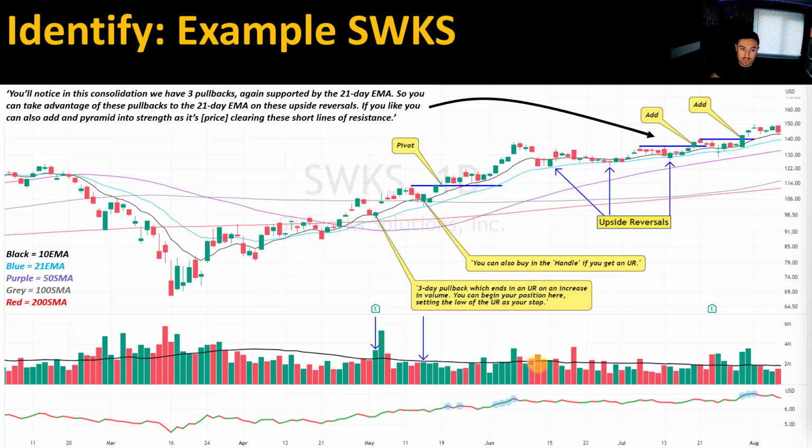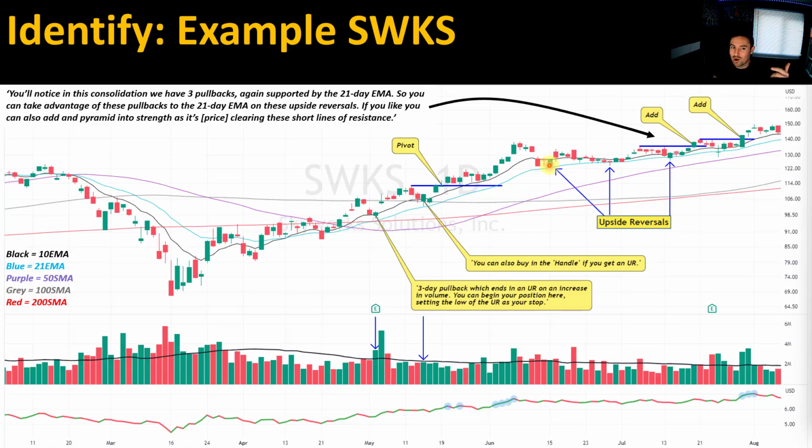This one here is Skyworks. So similar time period, it builds this cup and handle, kind of then a high handle, but then the stock starts basing out here and you get multiple upside reversals. So what bar is this here? See how it gaps down to the 21 EMA, holds and reverses. That's an upside reversal bar.